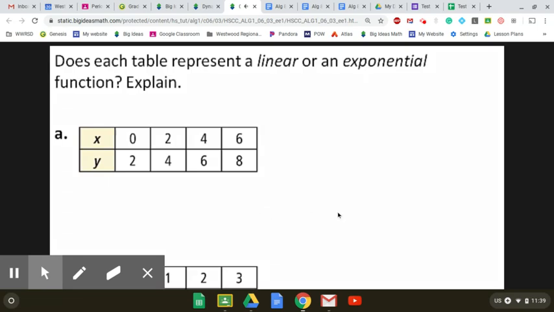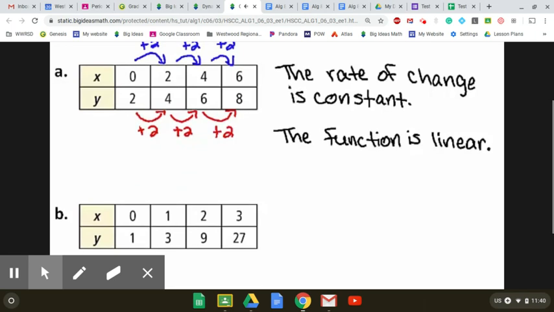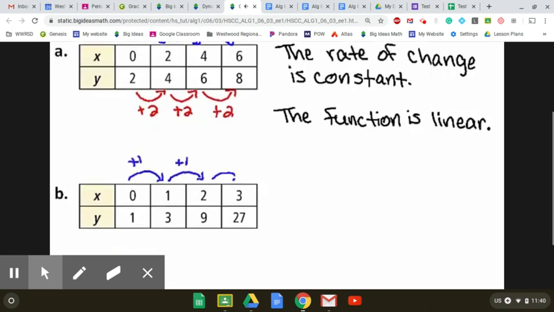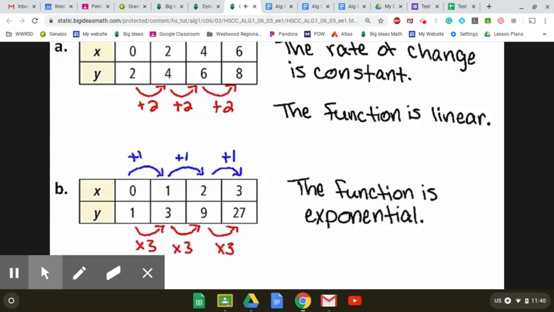Does each table represent a linear or exponential function? Explain. Part A. As x increases by 2, y also increases by 2. So the rate of change is constant, and the function is linear. Part B. As x increases by 1, y is multiplied by 3. So the function is exponential.